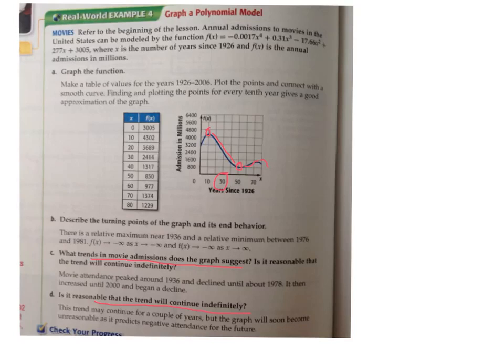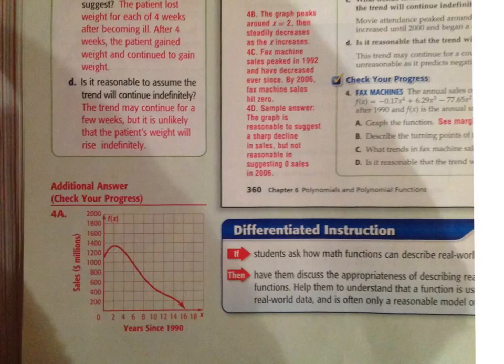Go ahead and try check your progress. The answers in red are the answers to check your progress. Take a look at them and see if you have any questions. Check your progress for A is here, for B, for C, and for D.